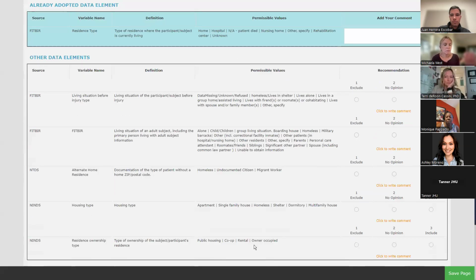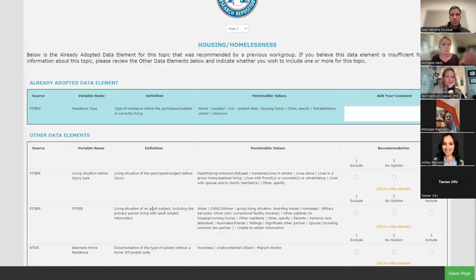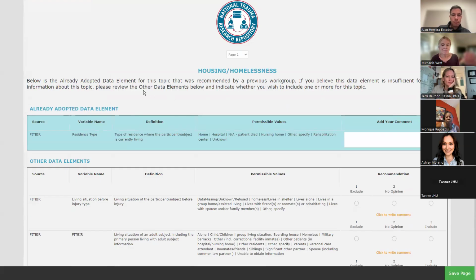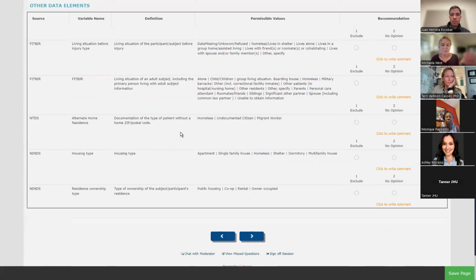Once again, I know this is a lot. Most of them are not going to have this many. Some of them actually will have just a single one, and it will be, hey, here's what's already been adopted. We could only find one other. Those pages might move rather quickly. We have about 40 or so topics to go through. And as I said, it should get easier and easier as we go through if things reach consensus.